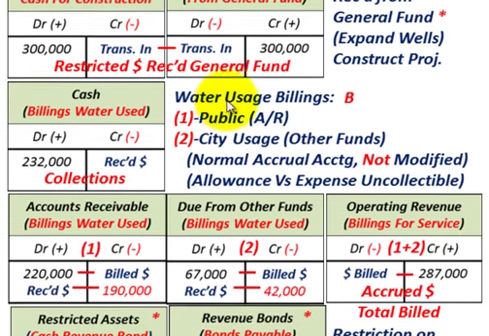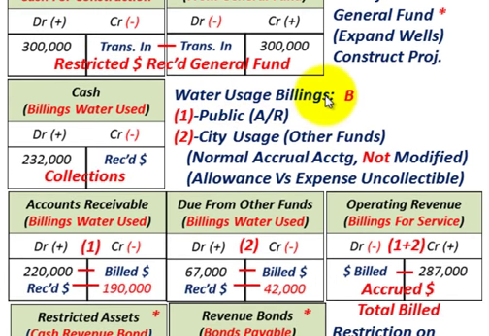Okay, so let's look at the case of water usage billings. Let's look at typically how we'd use normal accrual accounting for any billings. For the water used in this water utility, we've broken it down between the public usage, which is going to go to our accounts receivable, and then city usage within the city itself. The different departments are also going to use water. So what we want to be looking at is our normal accrual accounting, and this is what we would use. It's not going to be modified accrual.